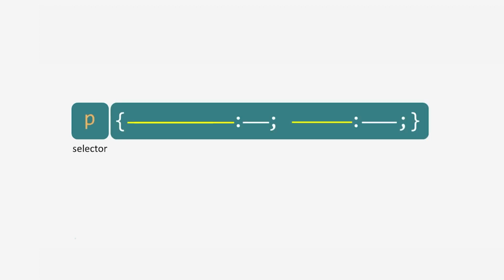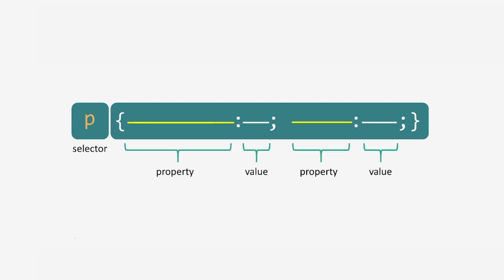So the way it works here is you essentially have a selector, for example the paragraph element or a heading element, you have the braces, these squiggly brackets, and then you have multiple properties and values that you can place, separating them with these semicolons.